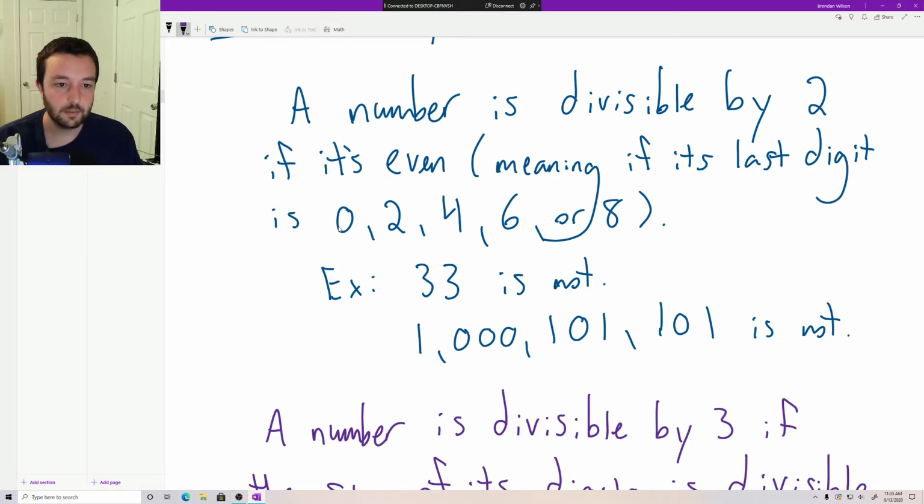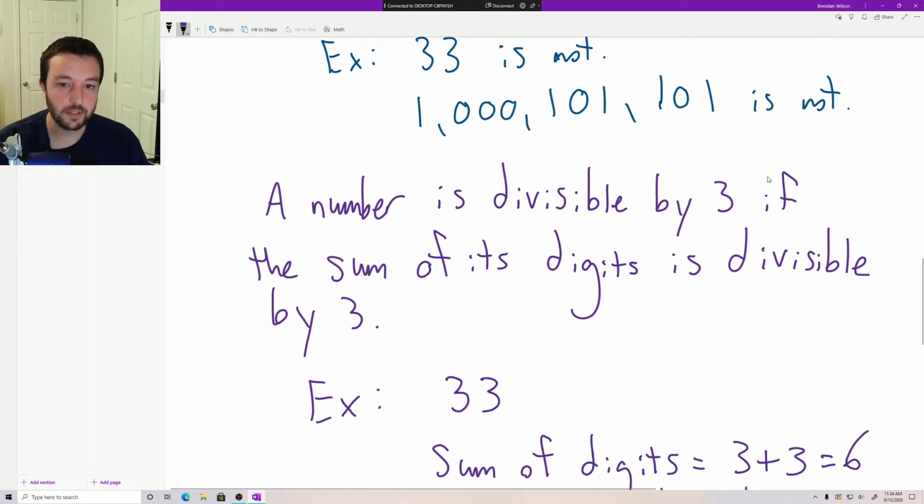You can do the same thing with 4, but you just extend it by 1 digit. So a number is divisible by 4 if its last 2 digits are divisible by 4. And then you could do it with 8 also. A number is divisible by 8 if its last 3 digits are divisible by 8. And then you could go 16, 4 digits, 32, 5 digits, etc. Those are like the powers of 2 if we just kept multiplying 2 by itself.